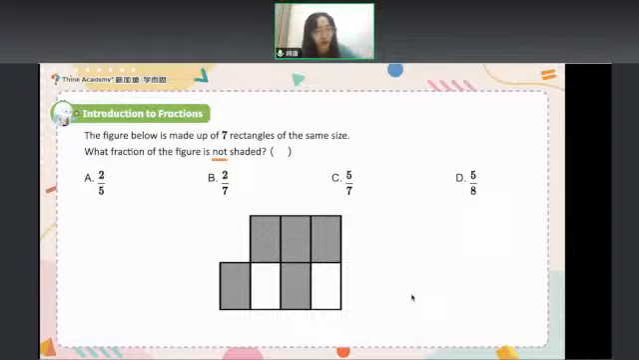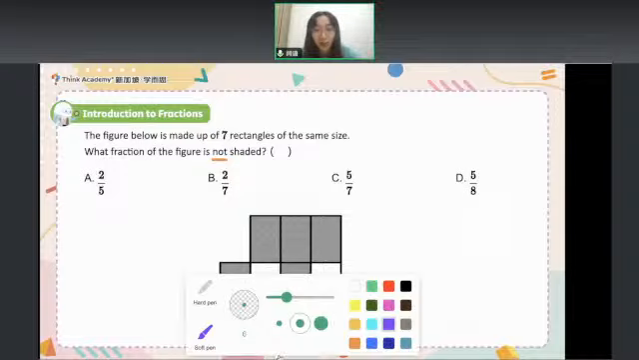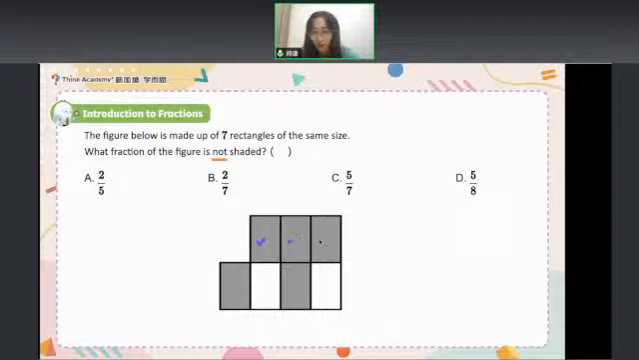I see some wrong answers. Some of you choose A, some of you choose B, some of you choose C. Nobody wants to choose D? Nobody wants to choose E? Okay. So first you see how many equal parts there are. Just count: 1, 2, 3, 4, 5, 6, 7. So altogether there are 7 equal parts. That means A must be wrong, D must be wrong.